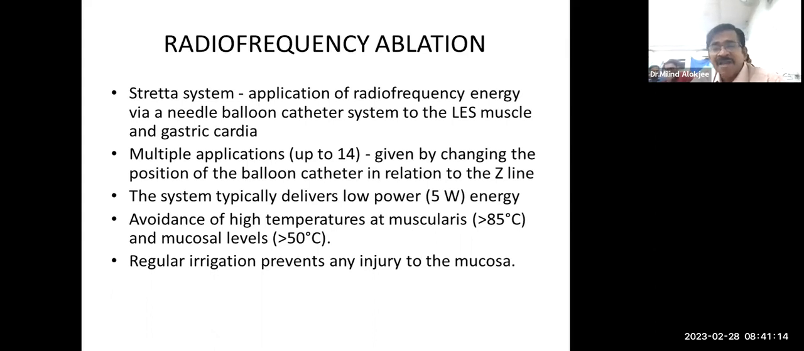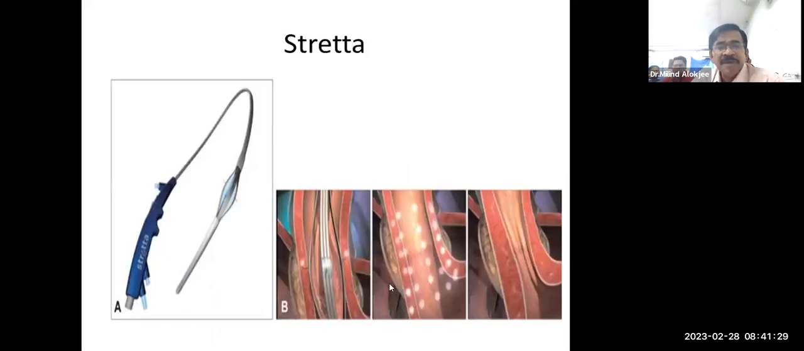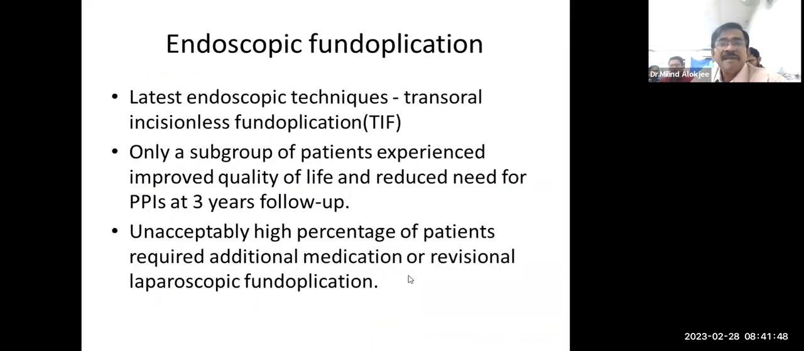The system typically delivers very low power energy. A high temperature is required in the muscularis, while the mucosa must be protected from injury. Regular irrigation prevents any injury to the mucosa. So this is the radiofrequency. You place this radiofrequency probe in the lower esophagus, in the region of the sphincter, and use low heat wave in this area and rotate the balloon to burn the local area. This allows the lower esophageal sphincter to act better.